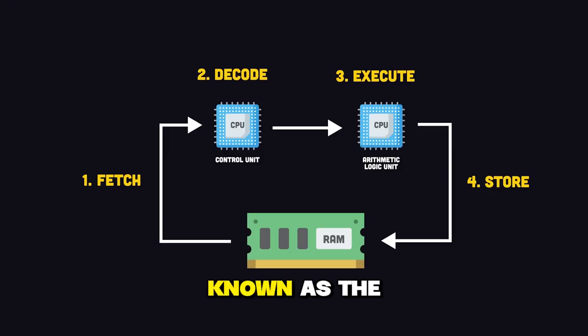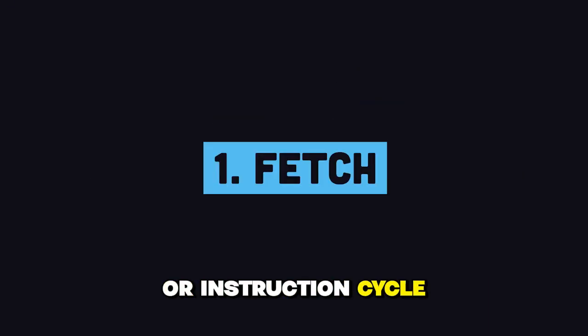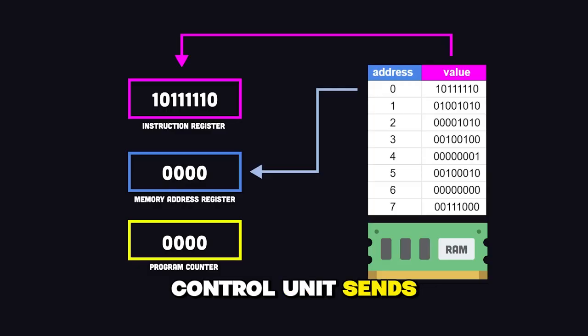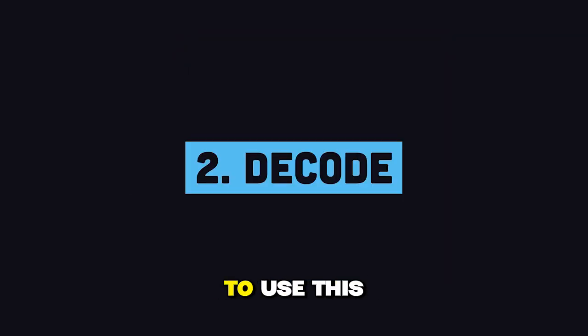series of 4 steps known as the machine or instruction cycle. The CPU has registers to temporarily store the address in memory that it wants to interact with. Then the control unit sends out a signal to copy the data from that address to the instruction register, at which point it needs to figure out how to use this instruction.